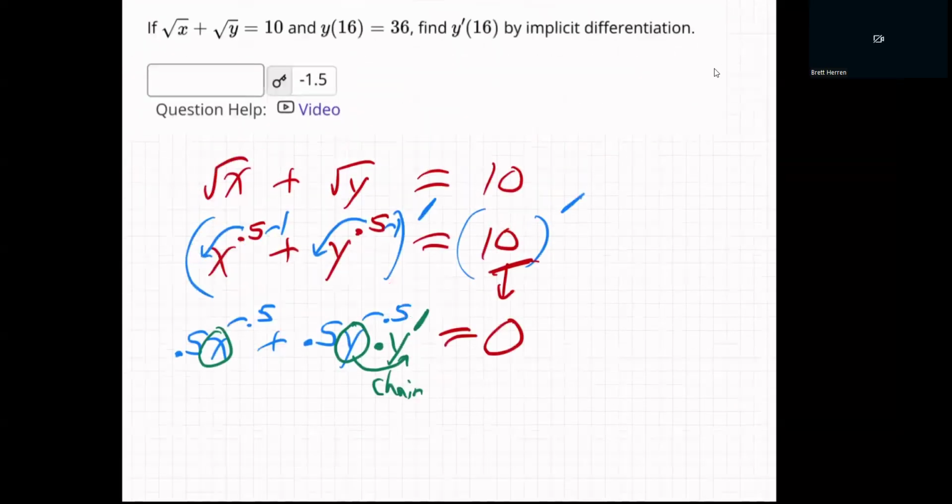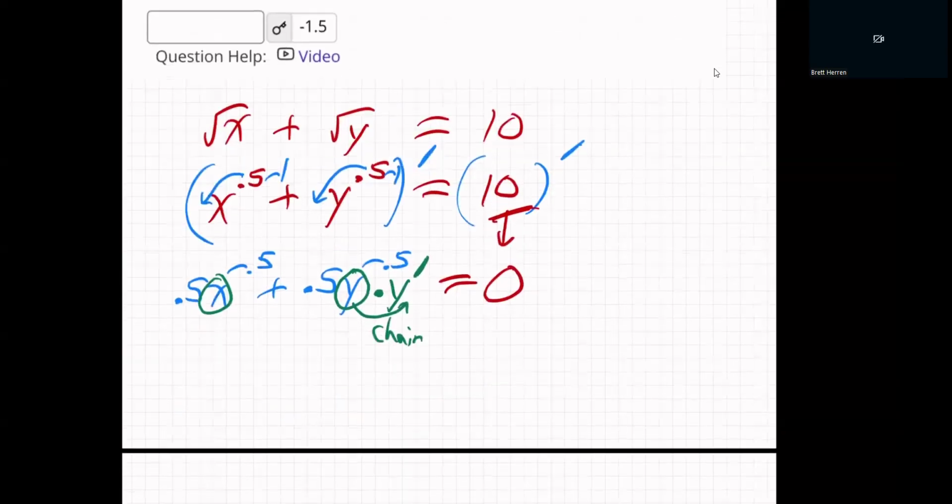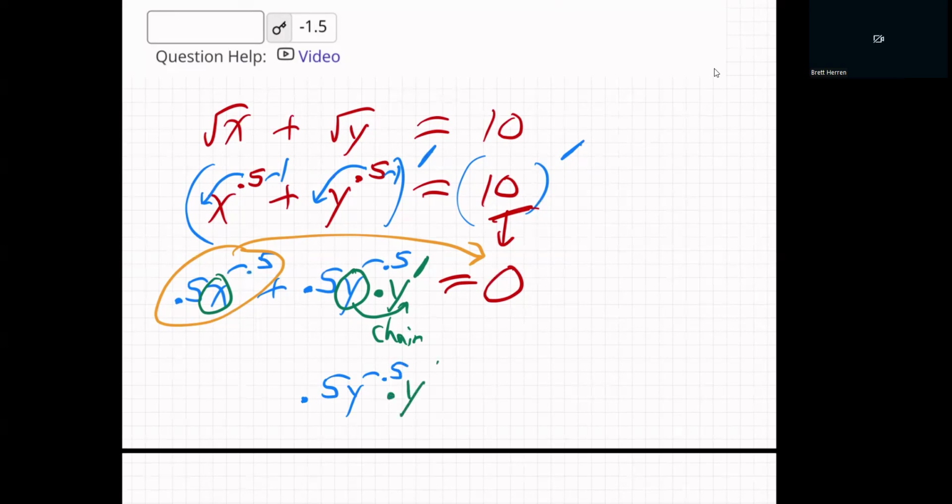All right. So now we just solve for y prime. I'm just going to jump this guy to the other side. So I get 0.5 y to the minus 0.5 times y prime equals negative 0.5 x to the minus 0.5, right? When something jumps to the other side over here, it switches signs. I really just subtracted that from both sides.